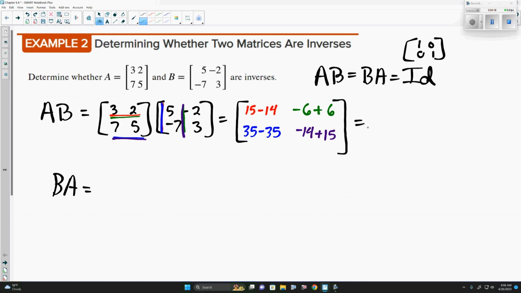And if we combine like terms, 15 minus 14 is 1. Negative 6 plus 6 is 0. 35 minus 35 is 0. And lastly, negative 14 plus 15 is 1. So A times B did indeed give us the identity matrix. And we can go the other direction, B times A. And especially if we plug this in, we should get the identity matrix back out.